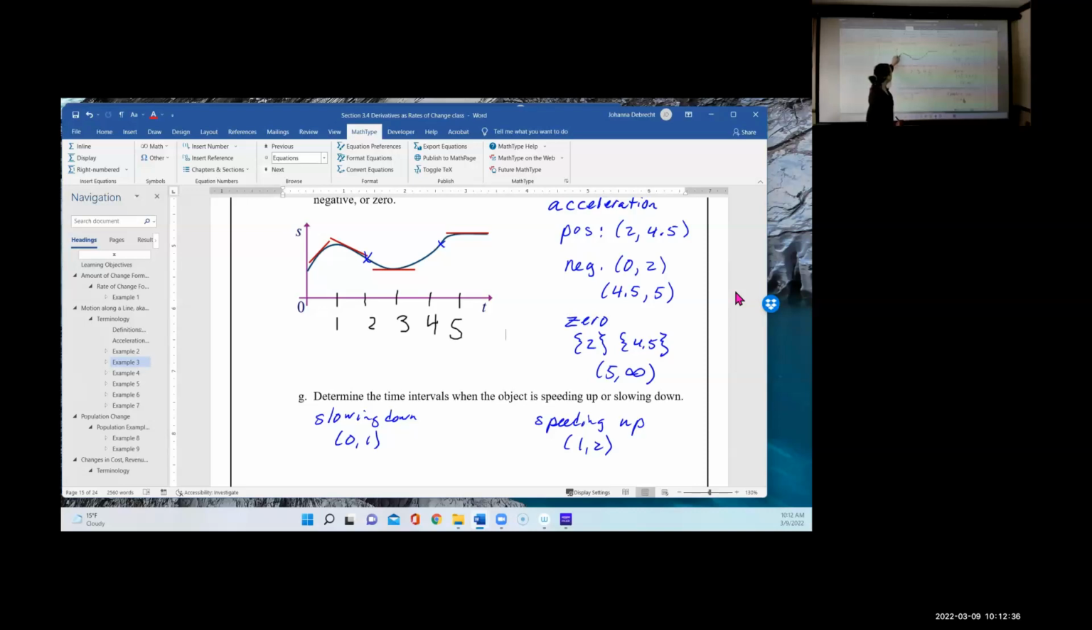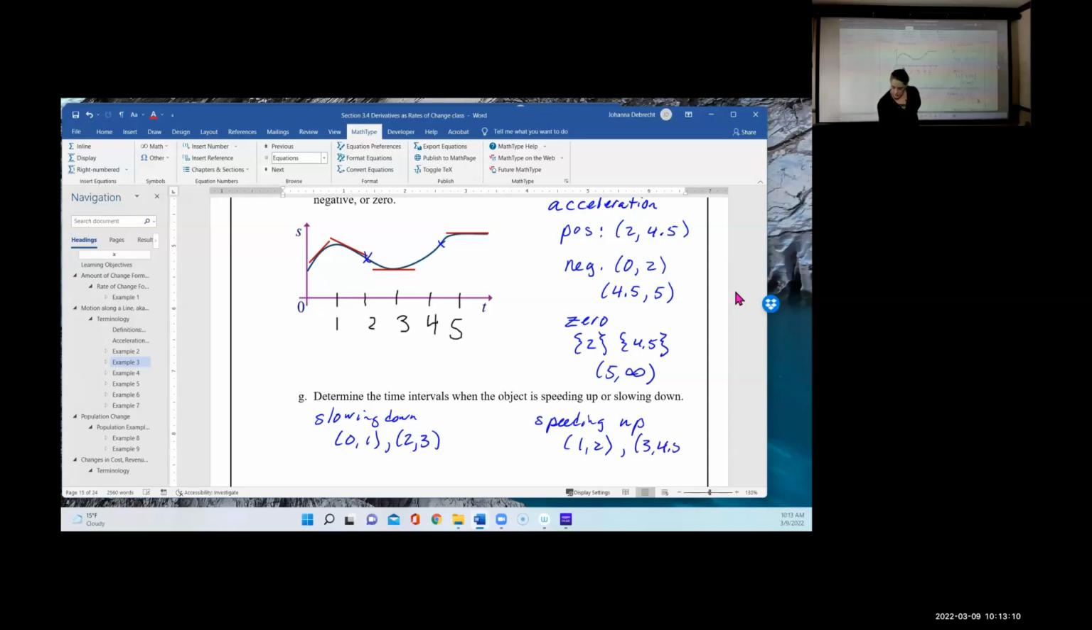So you have your foot on the brake, and then you stop at 1. Then you put your foot on the gas pedal, speeding up until 2. At 2, you take your foot off the gas, but the foot is not on the brake either. You're coasting at 2. Then you put your foot on the brake between 2 and 3. So you're slowing down again between 2 and 3. Then you're speeding up again. So you put your foot back on the gas pedal and you're speeding up between 3 and about 4.5.